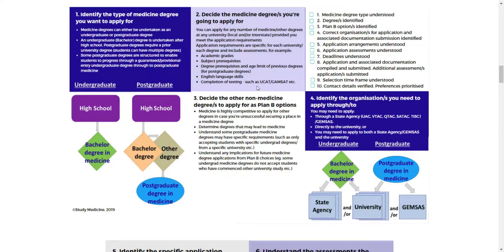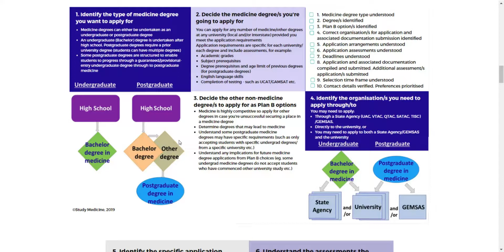The third stage to go through is obviously to decide what type of medicine degree you want as a Plan B option. The type of medicine degree that you are applying for is always going to be highly competitive, and so when you're applying for medicine, you always need to think through what your Plan B options might be. In particular, for example, if you're not successful in getting into an undergraduate medicine degree, you may choose to do another degree rather than medicine, or you may choose to do a degree that then leads to medicine and to have a second application process for a postgraduate medicine degree when you've completed your first degree.